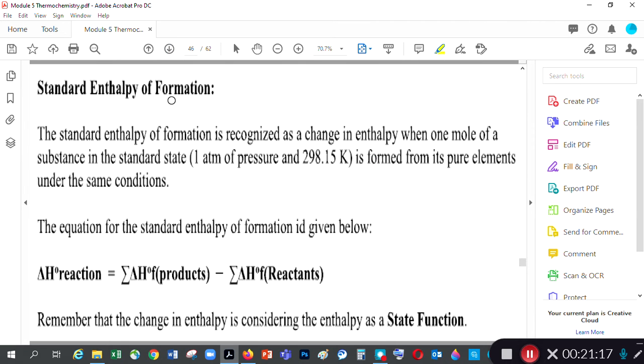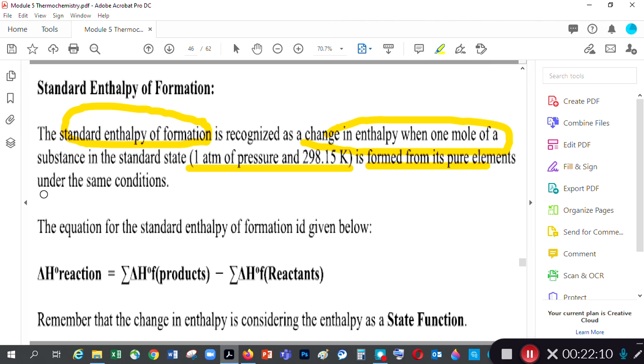Standard enthalpy of formation. The standard enthalpy of formation is recognized as the change of enthalpy when 1 mole of a substance in a standard state, 1 atm pressure and 25 degrees Celsius or 298.15 Kelvin, is formed. So the standard enthalpy of formation, again, is recognized as a change in enthalpy when 1 mole of a substance in a standard state is formed. What is the standard state? 1 atm of pressure and room temperature of 25 degrees Celsius, which is 298.15 Kelvin, from its pure element under the same condition.